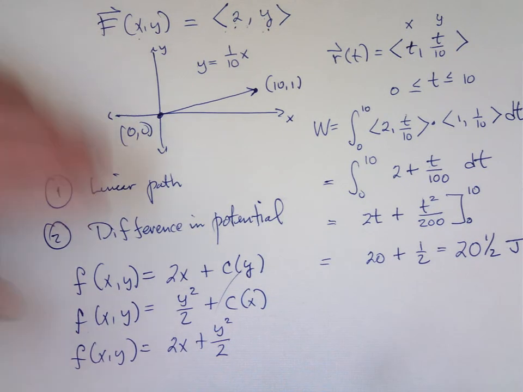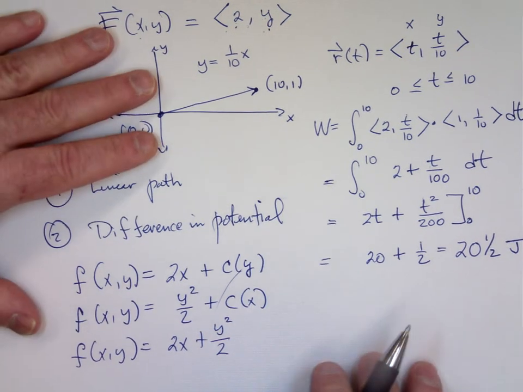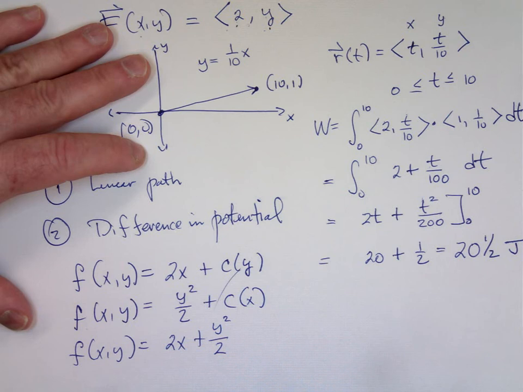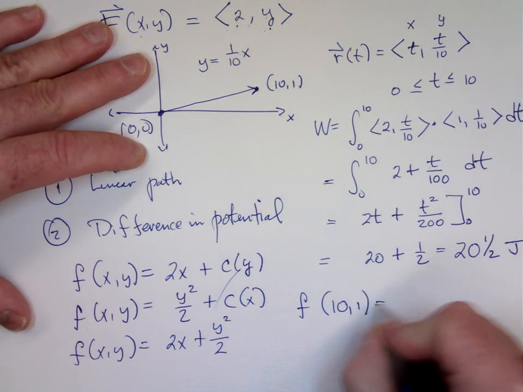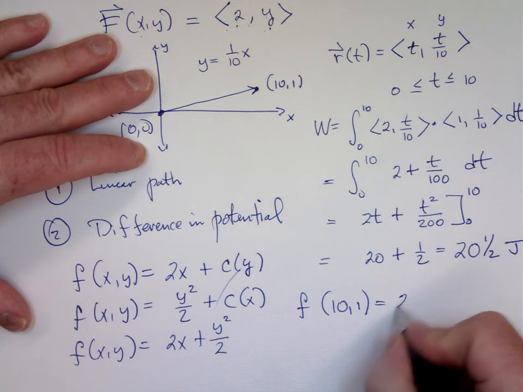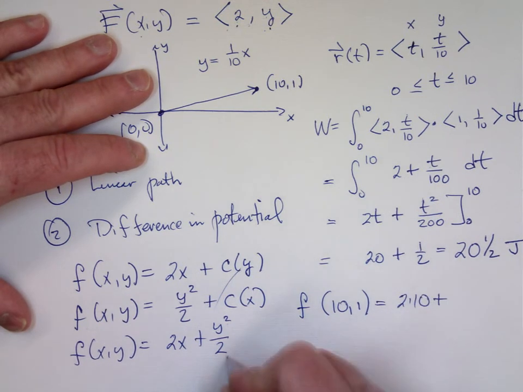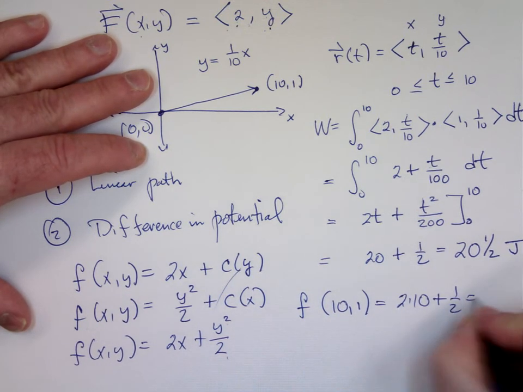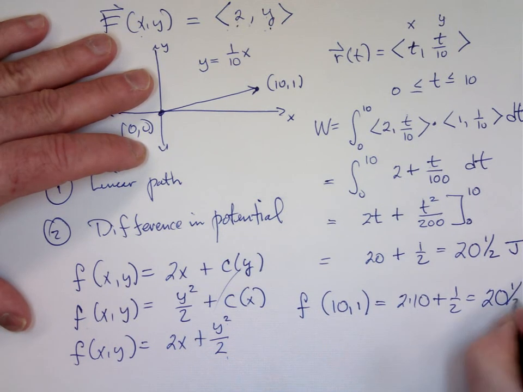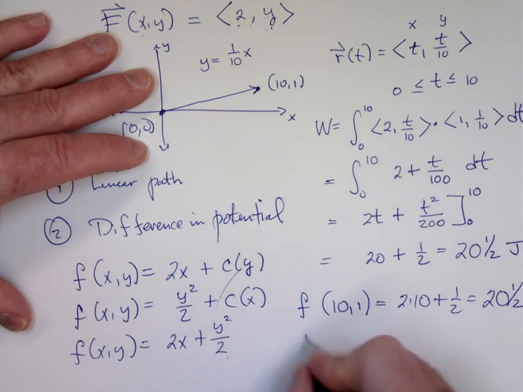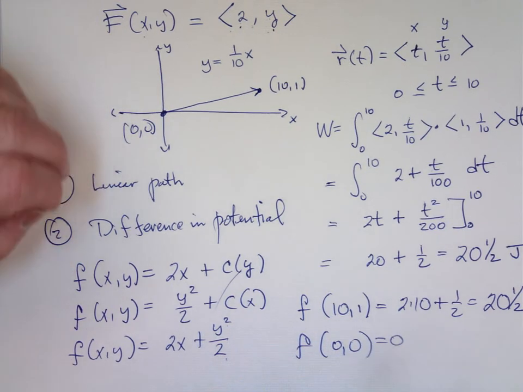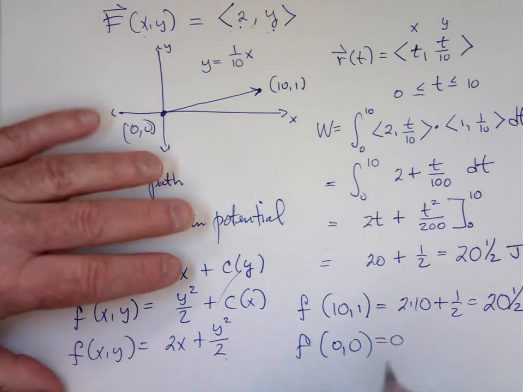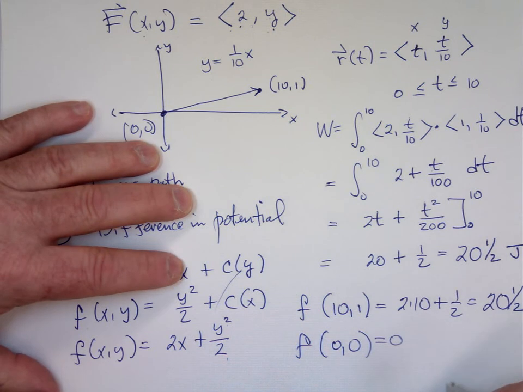What do we do to find the work done in going from here to here? Find the potential at the end. That's 2 times 10 plus y squared over 2. That's 20 and a half. Find the potential at the beginning, which is 0, and take the difference in potential. And the difference in potential, the work done, is 20 and 1/2 joules of work.